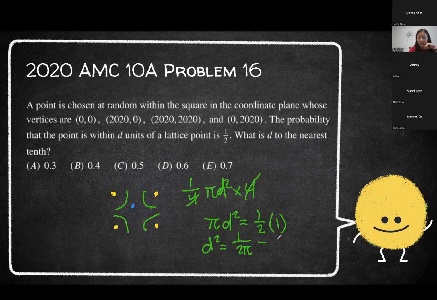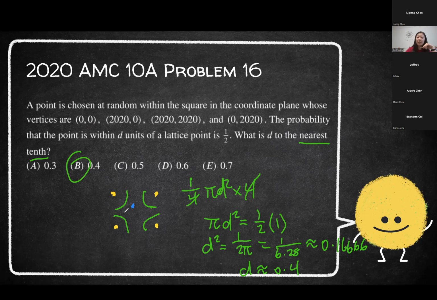which is about 1/6.28 something. We'll just approximate it to about 1/6. And if you have this memorized, 1/6 is about 0.16666. And because this is d squared, we can take the square root of this, and that's approximately 0.4, right? Because 0.4 squared is 0.16. Of course it's not exact, but it says nearest tenth. So our closest answer is B, 0.4.